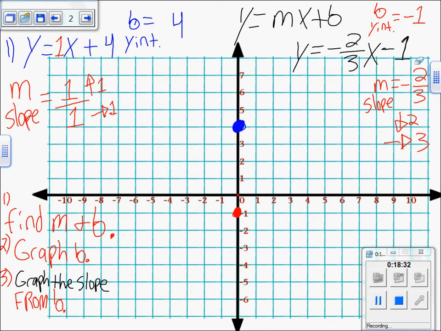Okay, once you do that, you'll have 2 dots. So step 4 is just draw your line through those 2 points. Just draw your line. Okay, so now let's do each of these examples. So step 1 was find m and b. For this equation, we already did find m and b on the left.